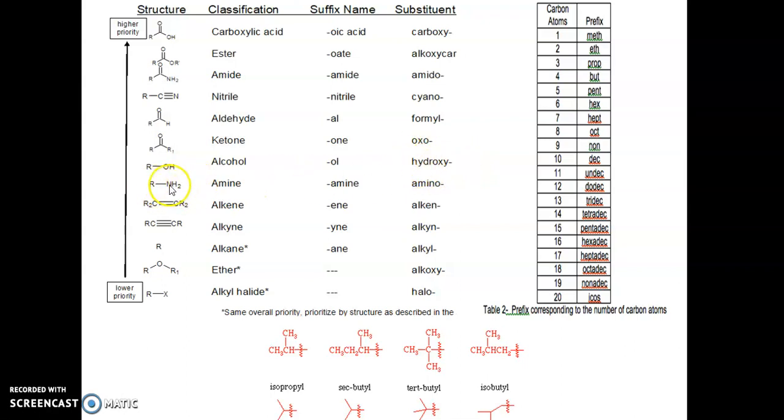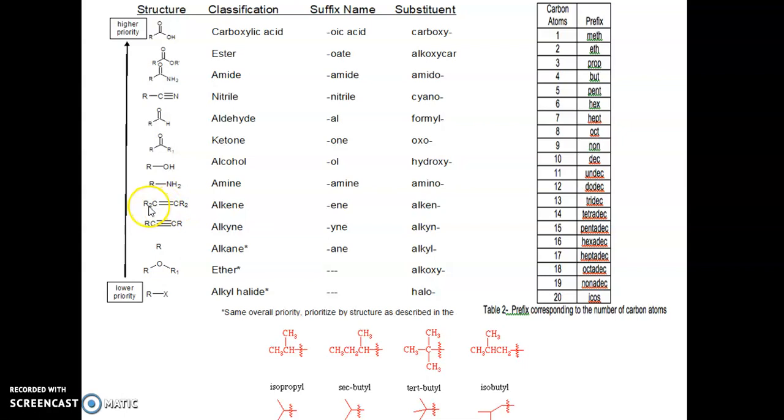Amine, RNH2, amine compounds. Okay, the functional group is NH2, but I am writing the functional group in the form of the compound RNH2, where R is the alkyl group. So this is an amine compound. In case of an amine compound, the suffix is amine, and when it acts as a substituent, the term is amino.